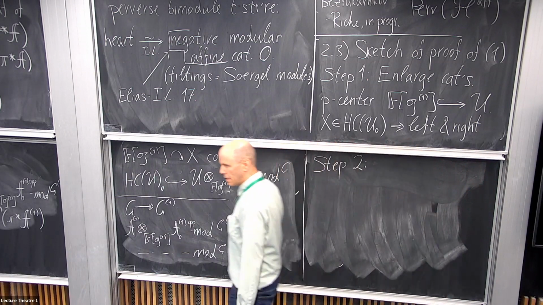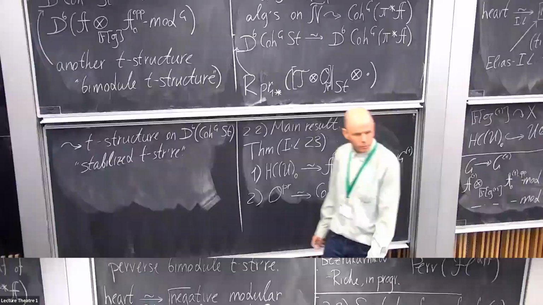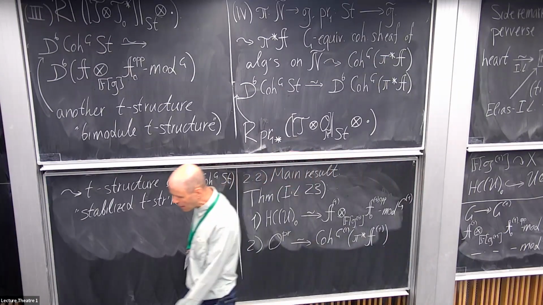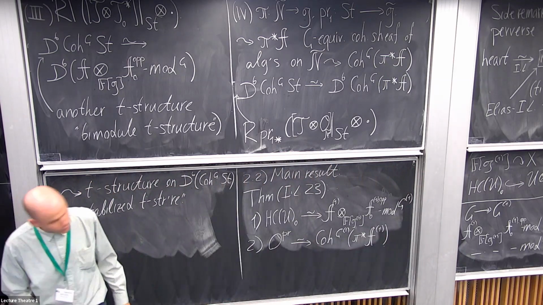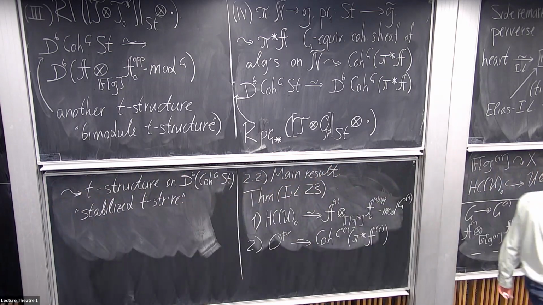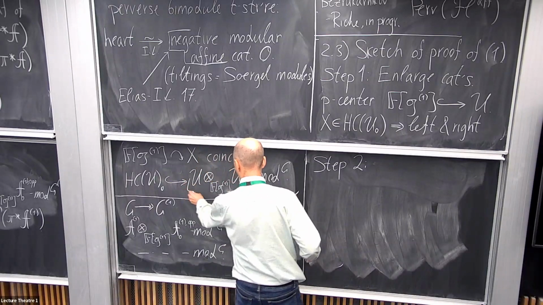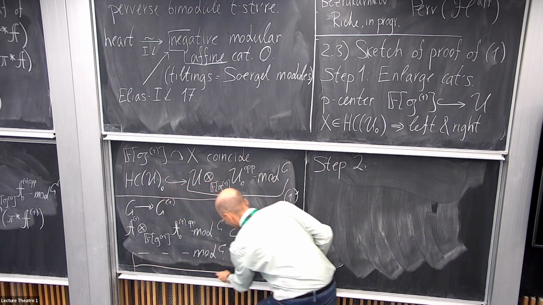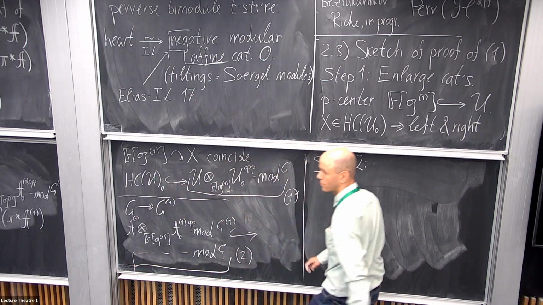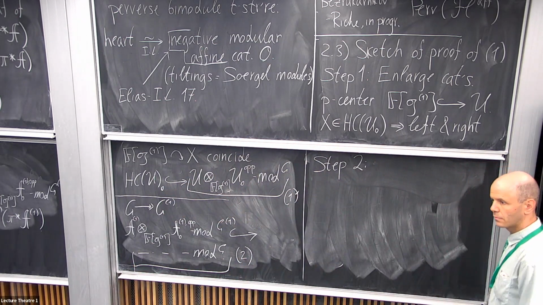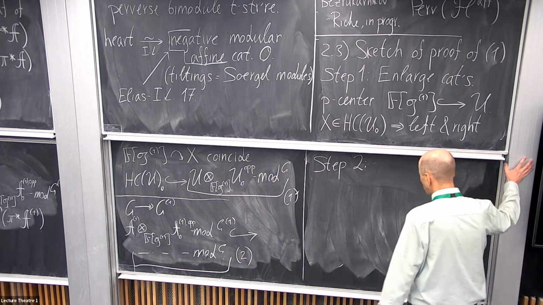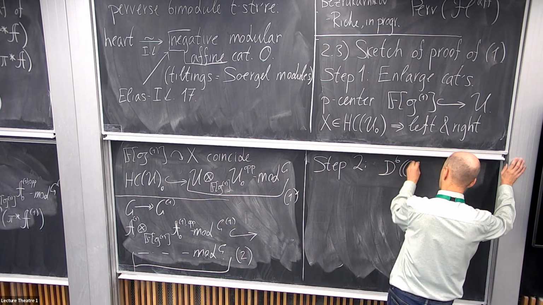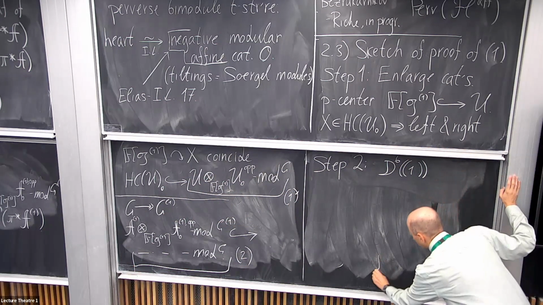Now, step two will be to prove that the enlarged category is actually equivalent. So how can we prove that? Well, first of all, I'm going to prove that they are derived equivalent. So let me give them a name. Let me call this fellow number 1, and let me call this fellow number 2. Okay. And then what do I want to prove? I want to prove that D^b of 1 is equivalent to D^b of 2.